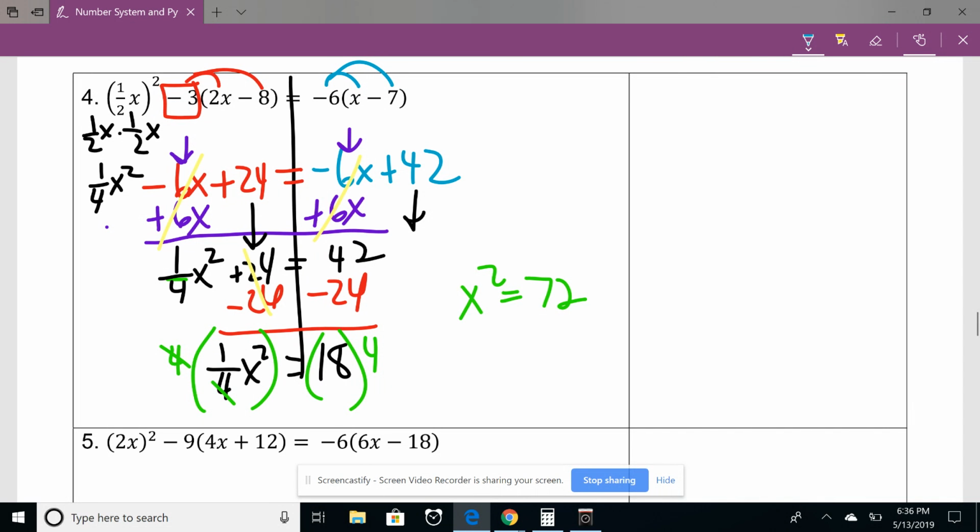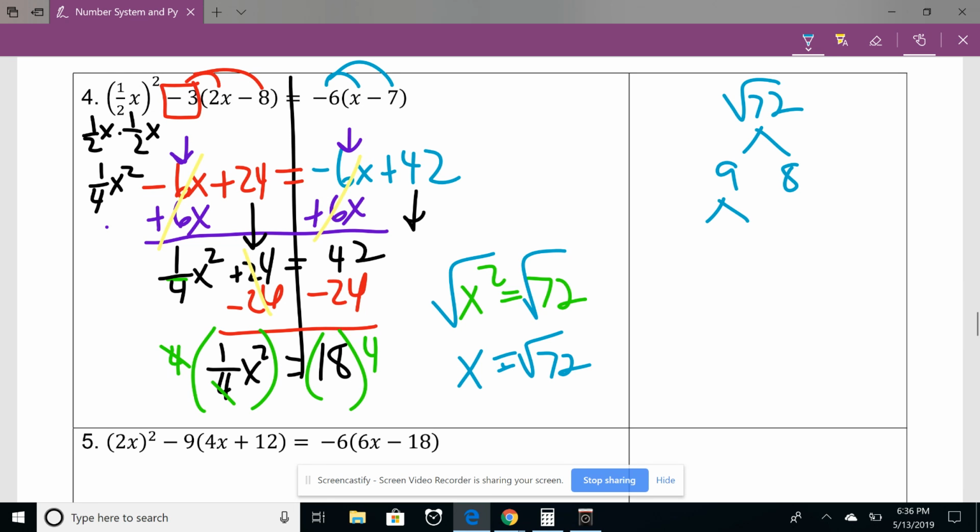To get rid of a square, we've got to find the square root of both sides. So my x is going to be the square root of 72. Let's see if we can simplify that. 9 and 8, 3 and 3, 4 and 2, 2 and 2. So you have 1, 2, 3, 4, 5 branches.